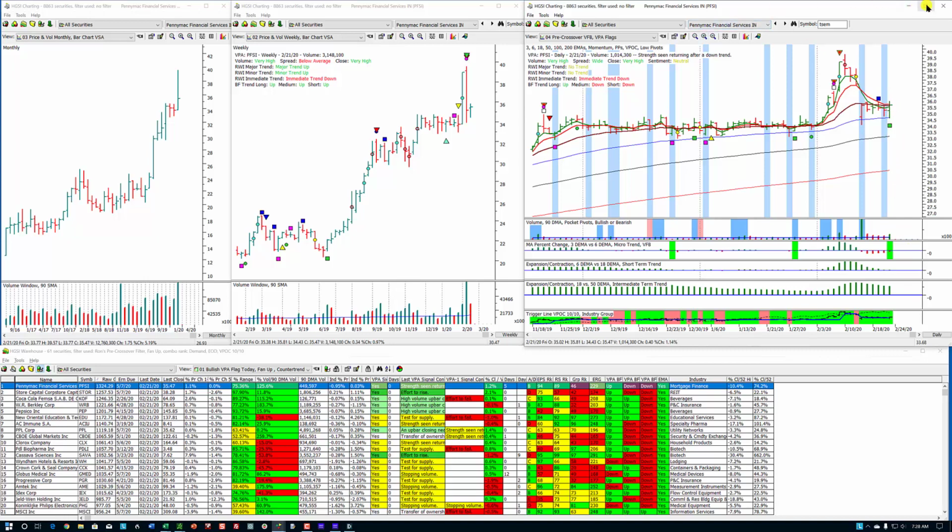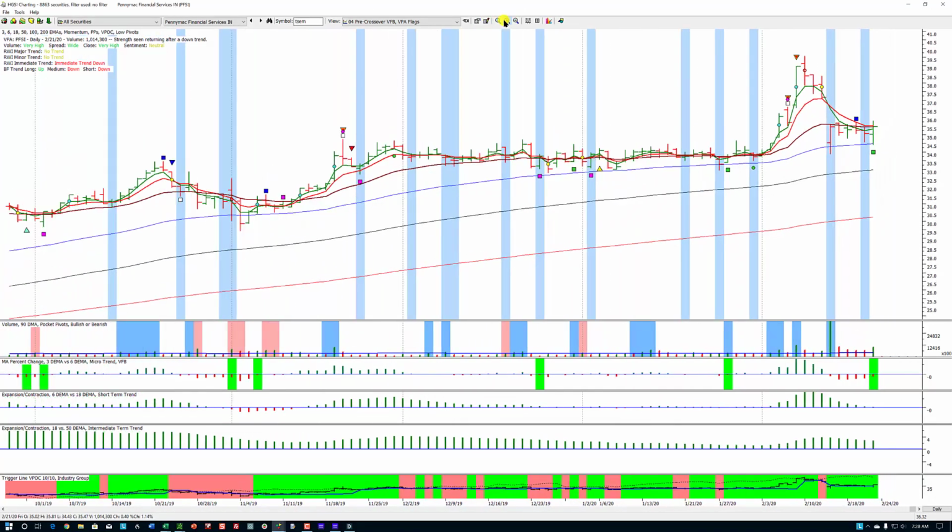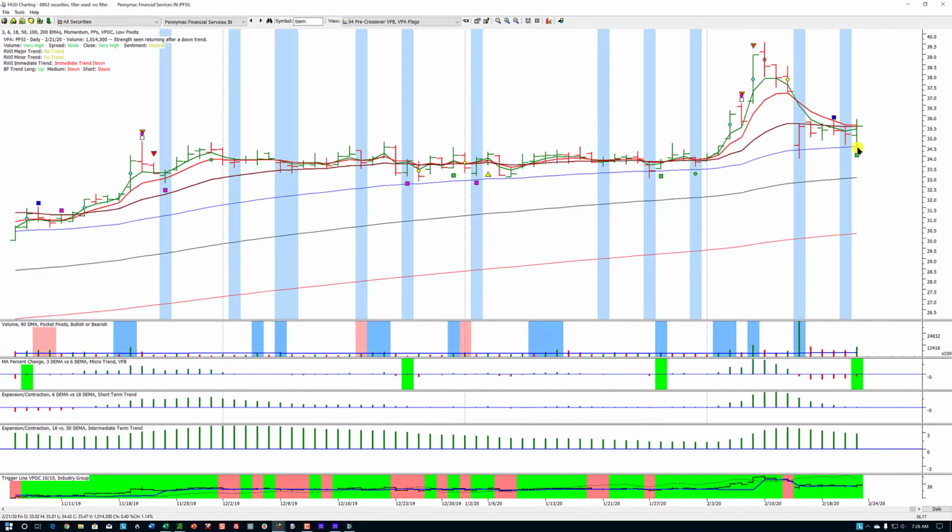Let me just make this full screen and zoom in on this so you can really see what's going on. The green line is the 3, the red is the 6. You can see this is a very bullish flag on this yesterday, and the conditions are met, so there is a green bar, a VFB bar that appears down here.